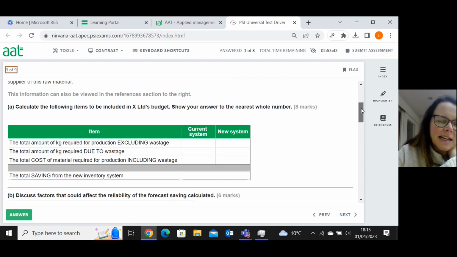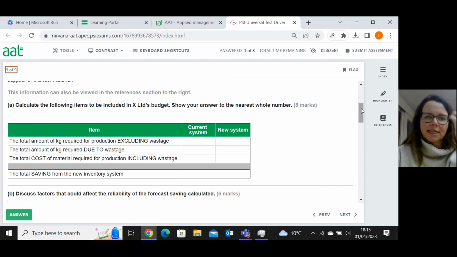So then we go on: calculate the following items to be included in X Limited's budget. Show your answer to the nearest whole number. Right, so the current system we know is going to have 10% waste. The new system they've said is going to have 5% waste. The total amount of kilograms required for production excluding waste. The total amount due to waste. The total costs including the waste.